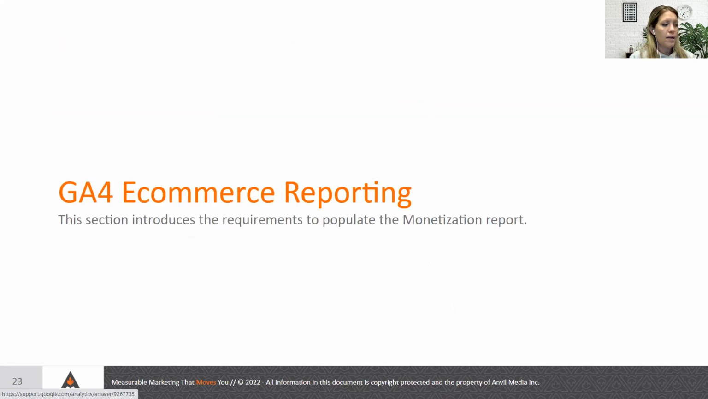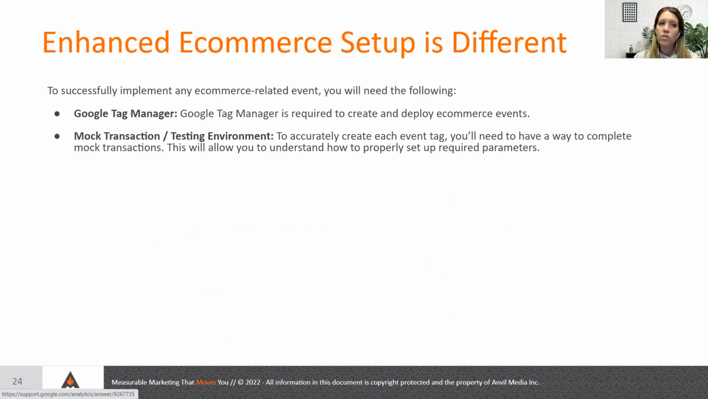Next, we will do an overview of the e-commerce reporting. In GA4, this is probably where there's a huge difference between Universal Analytics and Google Analytics 4. With Universal Analytics, to enable enhanced e-commerce, basically you would just have to flip a switch to get all of that data. But within Google Analytics 4, you're really, again, going to need the help of Google Tag Manager to create and deploy some of the events that come with the e-commerce side of things.